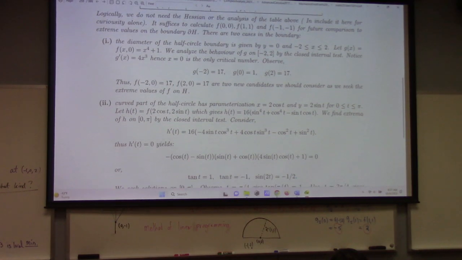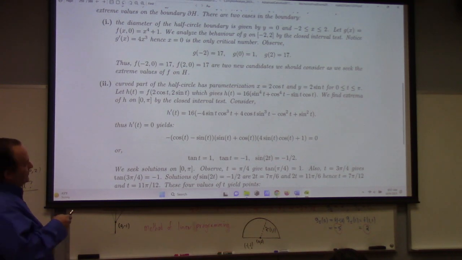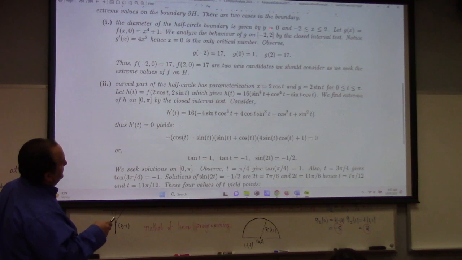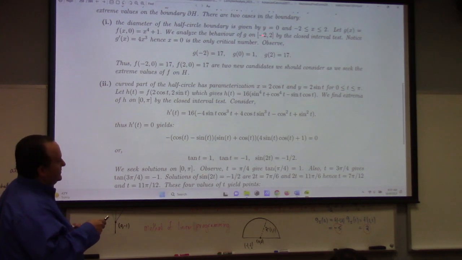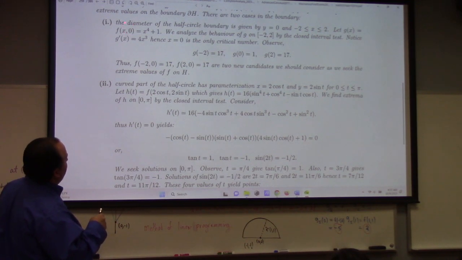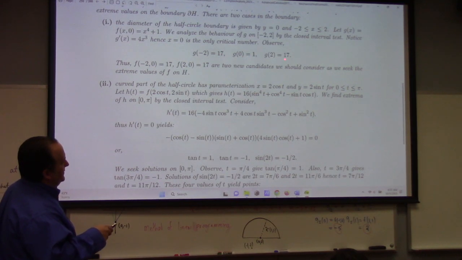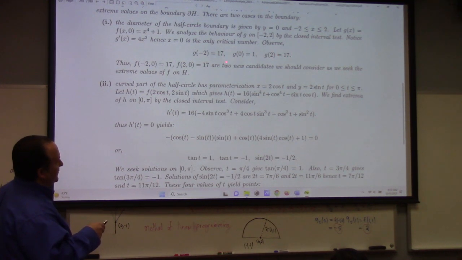All right, so here they are. The diameter, in other words, the line segment: I put y equals 0 and x equals x for minus 2 less than x less than 2. And g of x is f of x, 0. That's the value of the function on the line segment. On the diameter, I get x to the 4th plus 1. And then I can study that by the closed interval test. So g prime is this. In fact, x equals 0 is the only critical number there. And lo and behold, these are the values to think about: 17, 1, and 17 on the endpoints. All right, so we should keep those in mind.